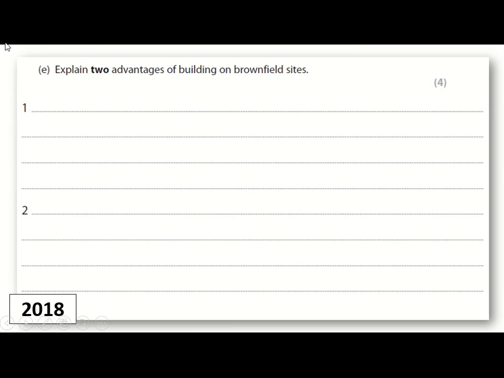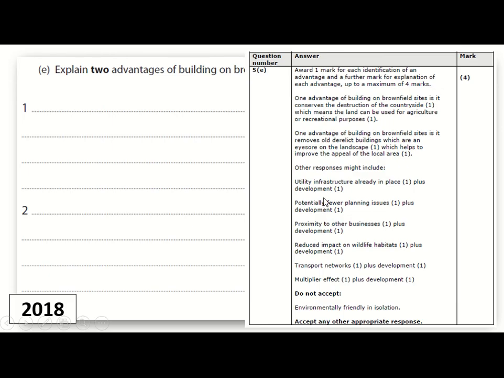Have a go. When you're ready, unpause. Okay, nice and straightforward. All you needed to do was give an advantage of a brownfield site, and then extend it. Advantage, extend it for 4 marks. It's been really lazy, the exam board, this year. Look, because it says utility infrastructure already in place plus development. What that means is plus a developed point. So it's got the infrastructure already in place, so it's cheaper than building it all from scratch. They haven't even suggested what you could actually put in there, which is a bit naughty of the exam board, a bit lazy. They also have a do not accept here, though. Don't accept environmentally friendly by itself.